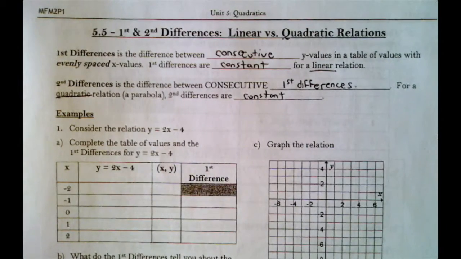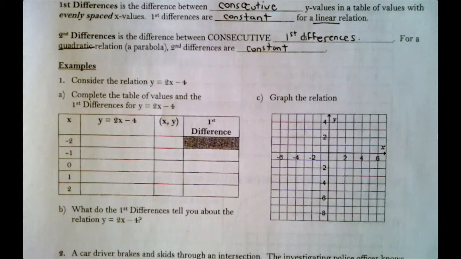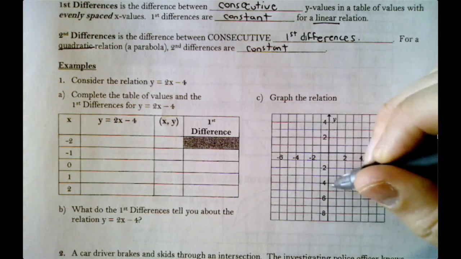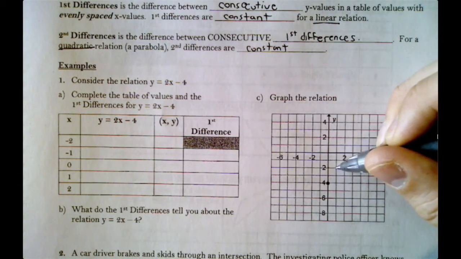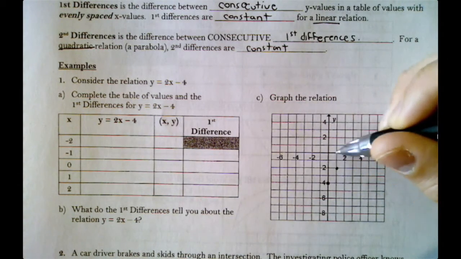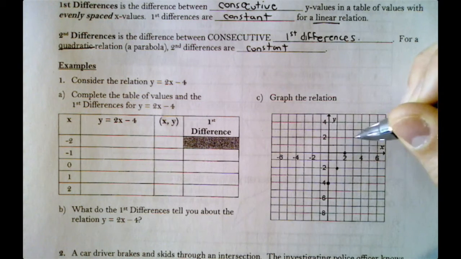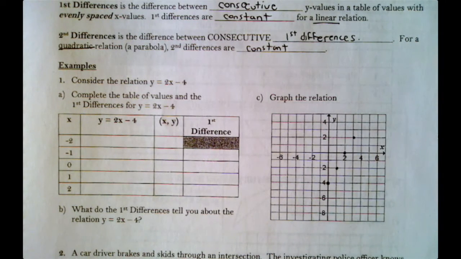So let's look at a line. We're familiar with lines. If we have the equation 2x minus 4, we know that that's going to have a y-intercept of -4. And it's going to have a slope of 2. So that's a rise of 2 and a run of 1. And we can keep doing that up the table to get our line.